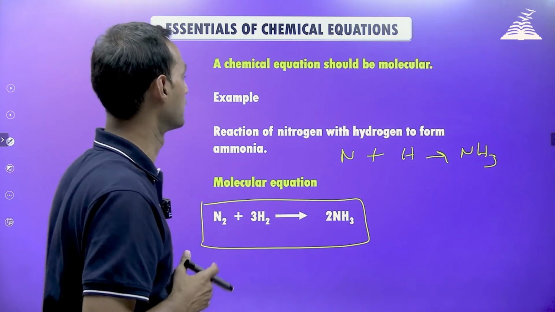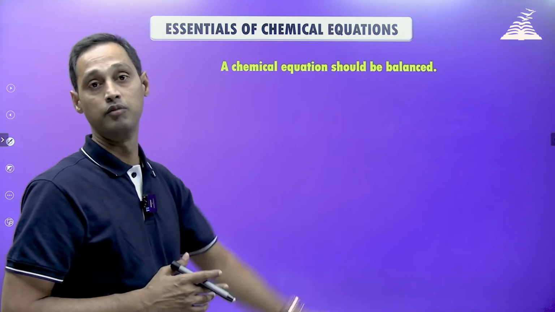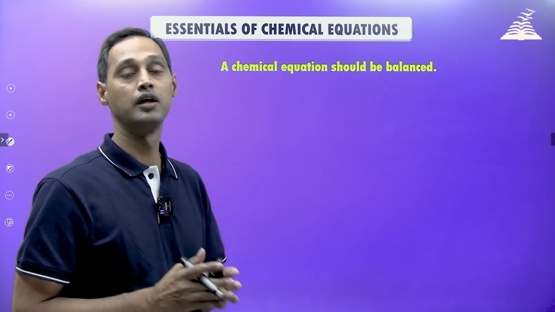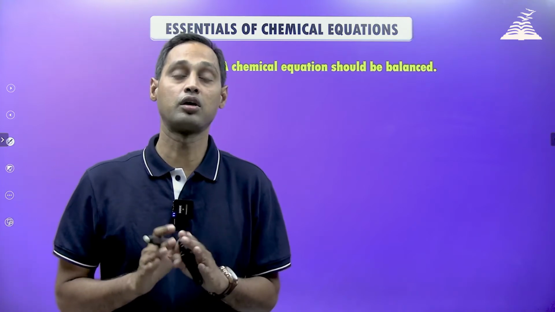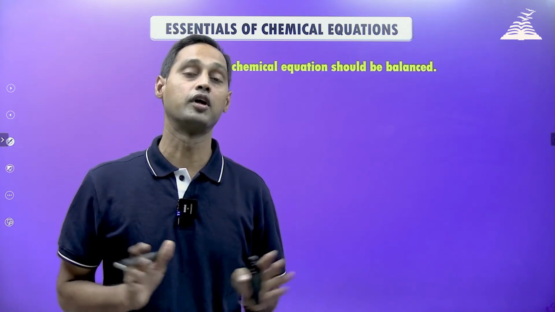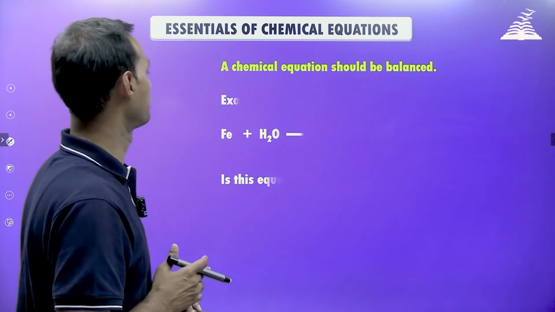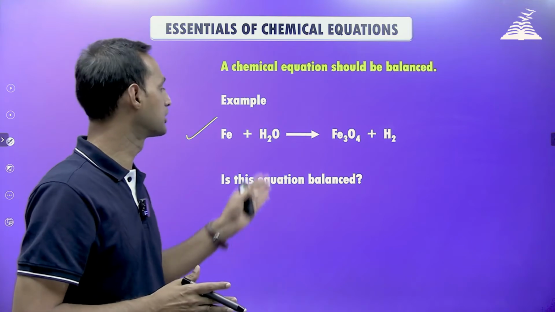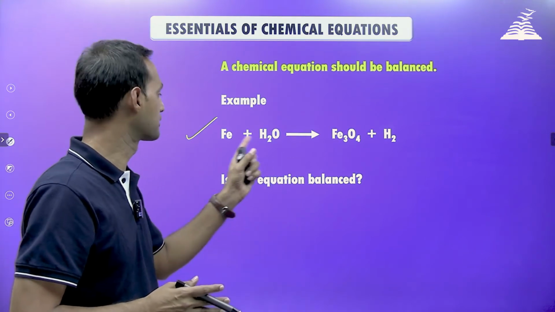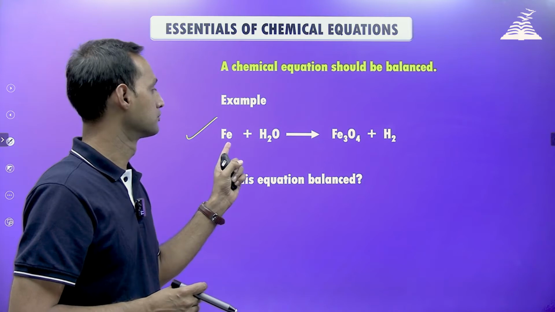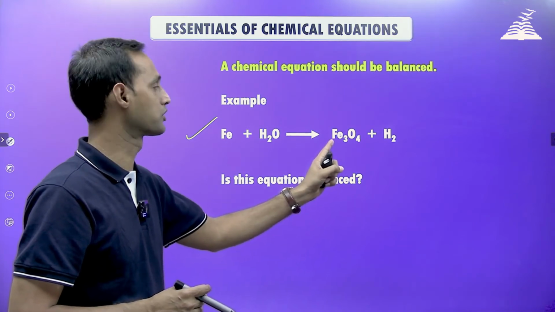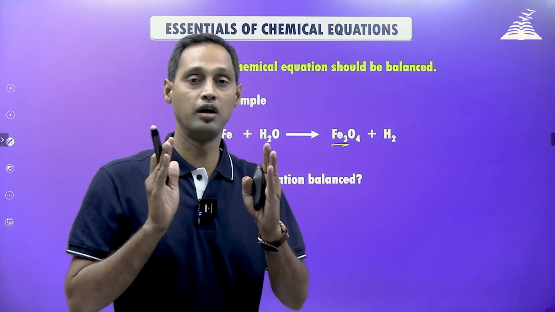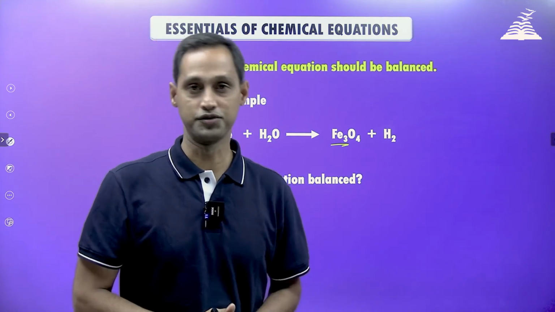There is one more important thing that we should know: a chemical equation should be balanced. Unless the given chemical equation is balanced, it is not considered a complete chemical equation. We'll take an example. Let us check whether it is balanced or not. Is this equation balanced? One iron atom on the left hand side, whereas on the right hand side of the equation we have 3 iron atoms. It is not a balanced equation, but a chemical equation should always be balanced.